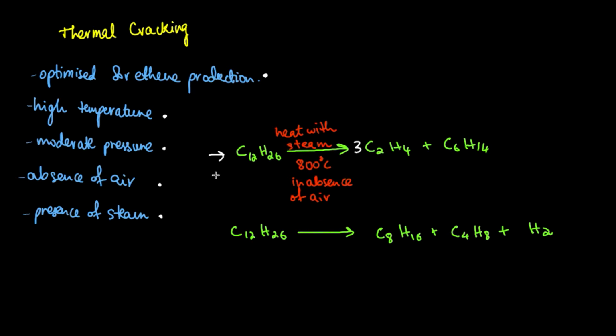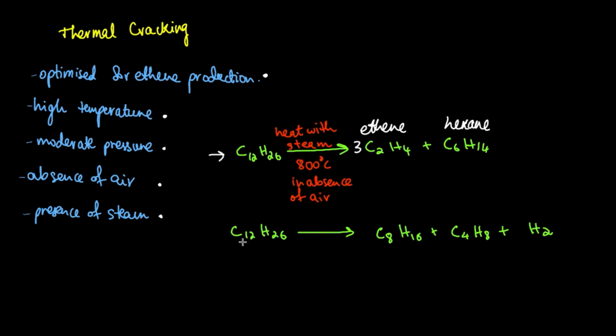You can see that there is a 12 carbon alkane over here that is being heated with steam at 800 degrees Celsius and in absence of air, and it is producing ethene and hexane. This is visible, right?